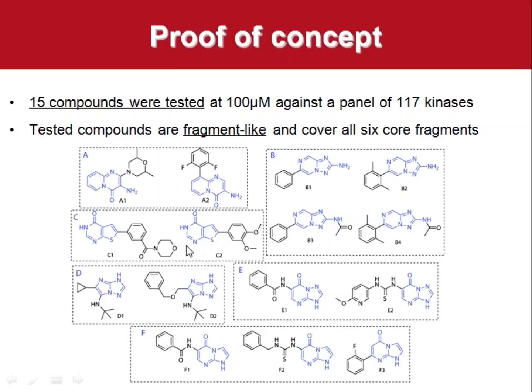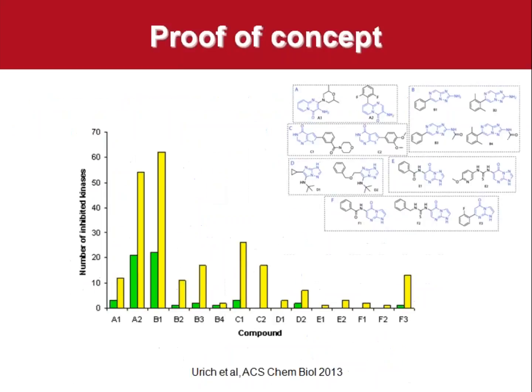So the 15 compounds we worked with are shown here. In blue is always the core structure, and then in black are the attached substituents. And even though the core structure was fragment-like, the full compounds were still rather small and in the fragment-like space. And that was also the reason why we decided to test them at rather high concentration. So this is the result from a compound-centric view.